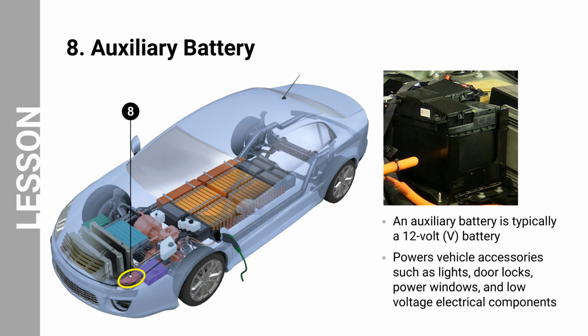The auxiliary battery is typically located in the trunk or under the vehicle's hood. It is a small, sealed battery like the type of battery used in a gasoline-powered car. The auxiliary battery is a vital part of the BEV's electrical system. Without it, the car would not be able to operate many of its essential functions.